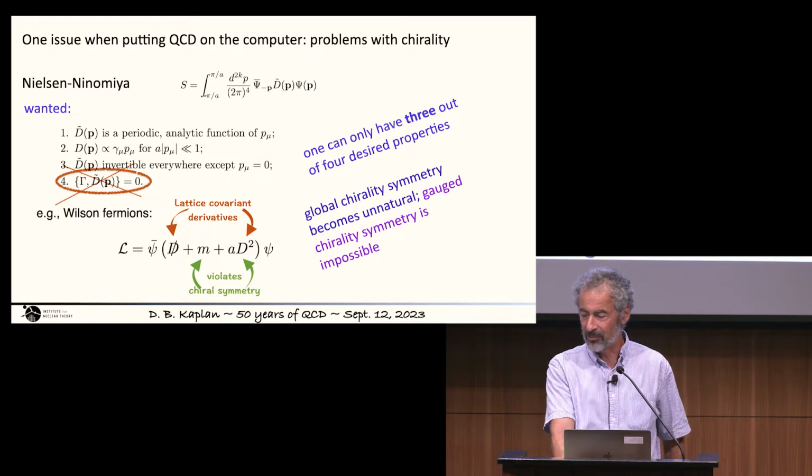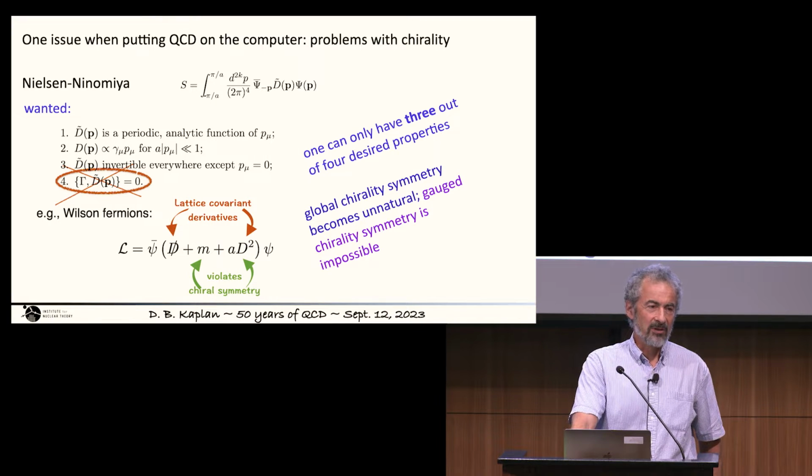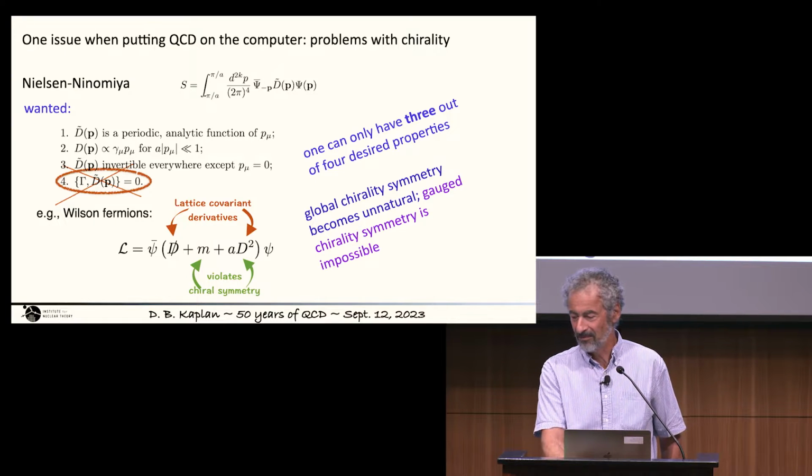So global chiral symmetry becomes unnatural. The fine-tuning is analogous to the fine-tuning of the Higgs mass in the standard model. But furthermore, gauge chirality is impossible in this model, so you could never do, for example, the standard model.